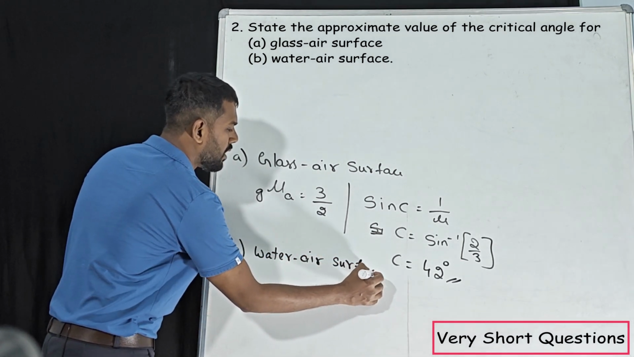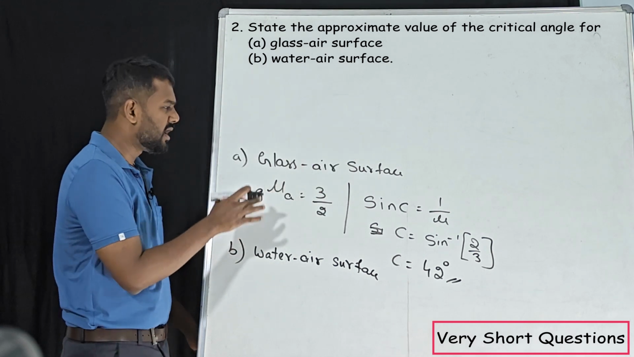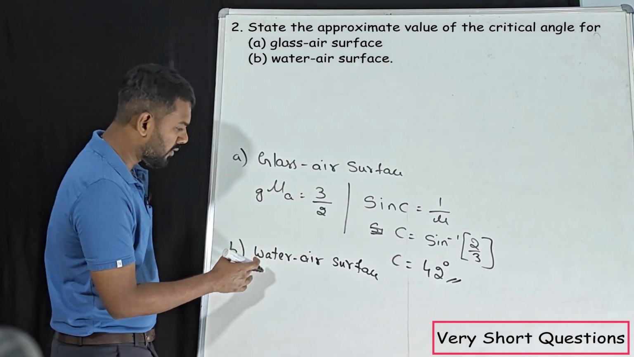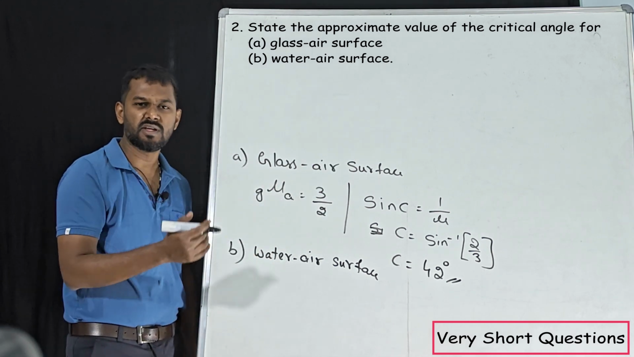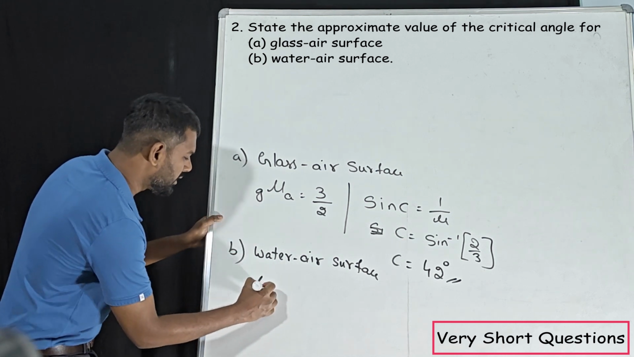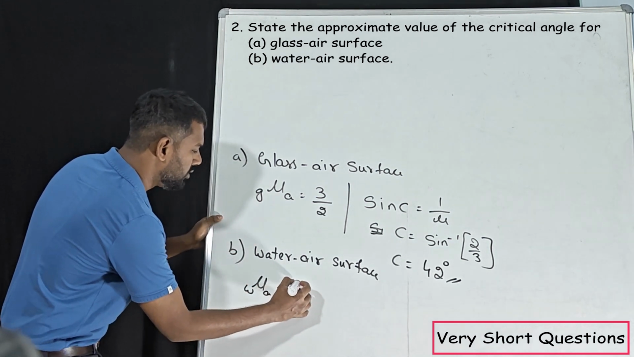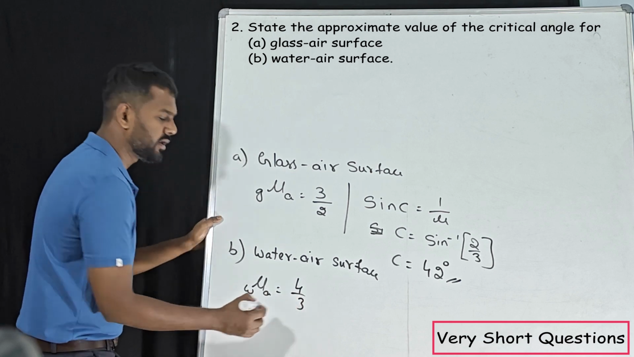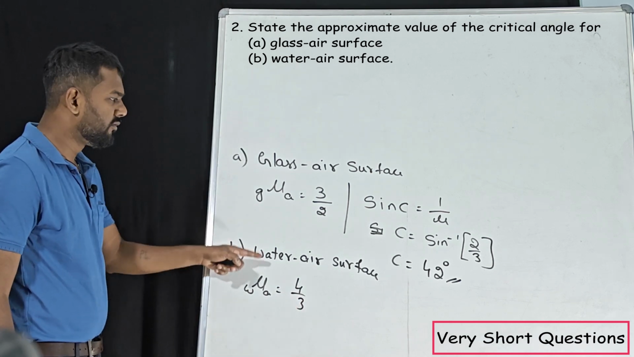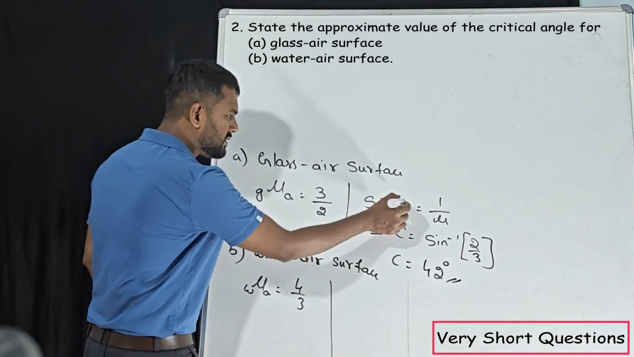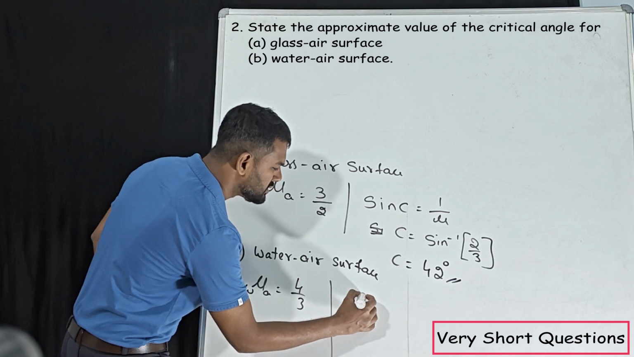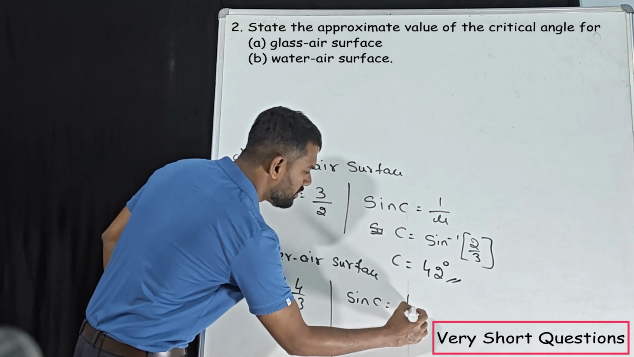See, glass-air surface means refractive index of glass. Water-air surface means refractive index of water. So refractive index of water is equal to 4 by 3. So how can we find the critical angle? The formula is sin C is equal to 1 by mu.